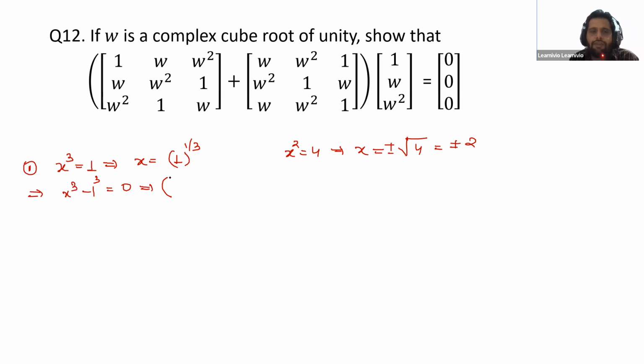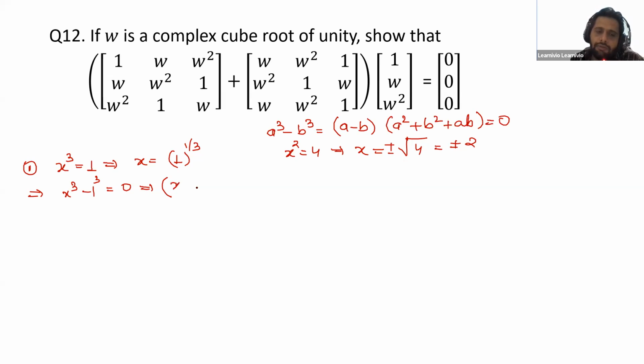You can tell me what's the formula? Atif, can you tell me what's the formula of a cube minus b cube? Anyone can tell me what's the formula for a cube minus b cube? Please learn the formulas, okay? So a minus b, a square plus b square plus ab is equal to 0. Okay. So from this, we will get x minus 1. And here we will get x square plus 1 plus x is equal to 0.